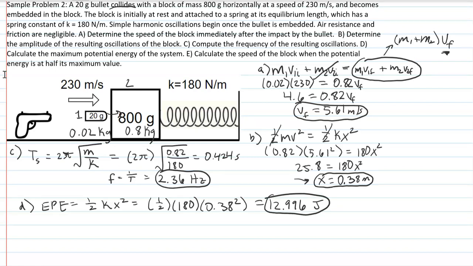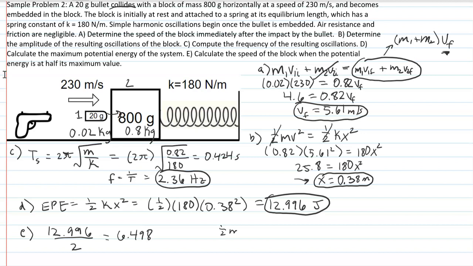For the last part of this problem, we want to calculate the speed of the block when the potential energy is at half its maximum value. So I would start this problem by just finding out what half the maximum value is. So do 12.996 divided by 2, and you should get 6.498. And we just want to set kinetic energy equal to that.